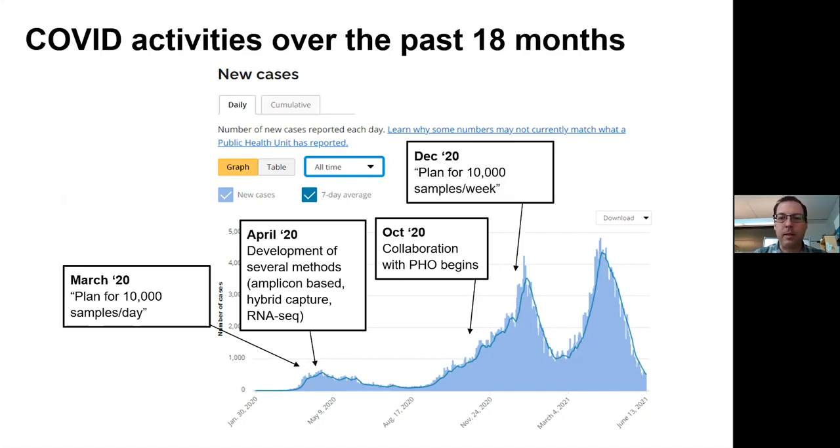And in December at the peak, we were asked by various leaders around the Discovery District to plan for 10,000 samples a week. And I'll go into a little bit about that. Thankfully, we never got to that point, but I think it's worth showing a little bit about what went into rethinking how to possibly do that if it came to be.